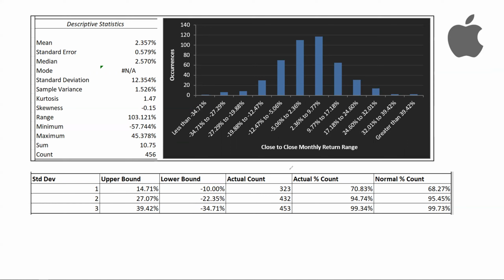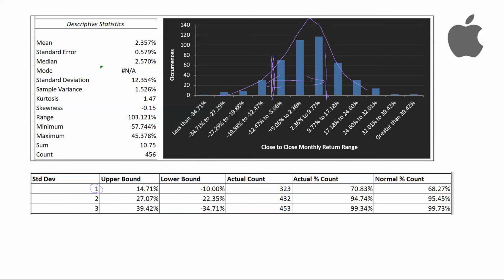So if you look at the standard deviation, for standard deviation 1, the upper bound and the lower bound is 14.7% to -10%. Meaning you can see this is the bell-shaped curve. So your standard deviation 1 is somewhere around here, 14. And the lower bound is -10. -10 is probably somewhere around here, okay? So that is your standard deviation 1.